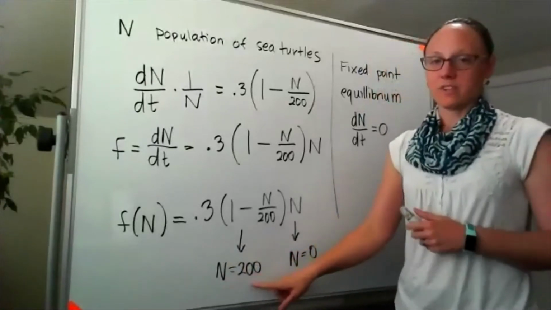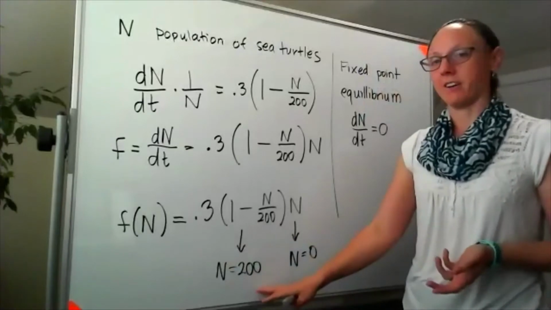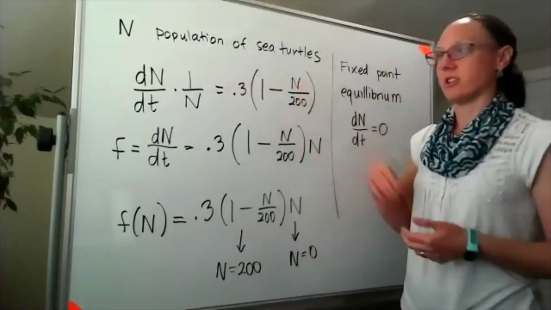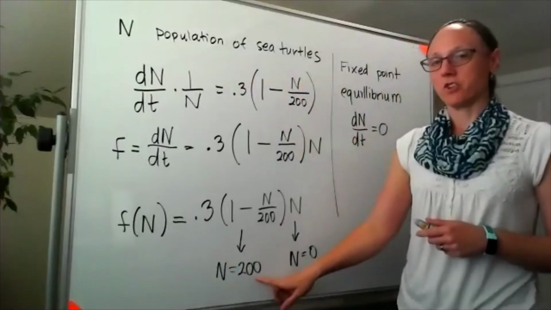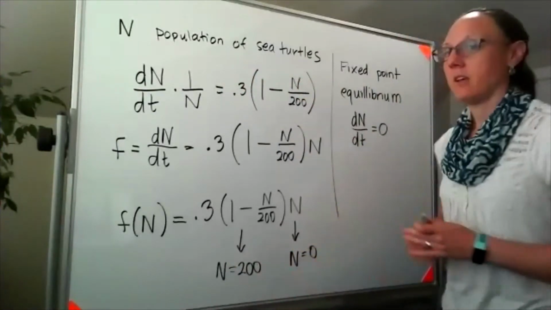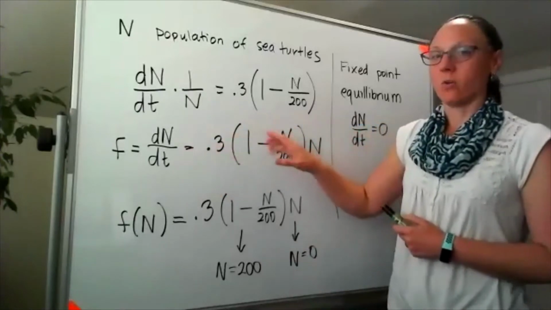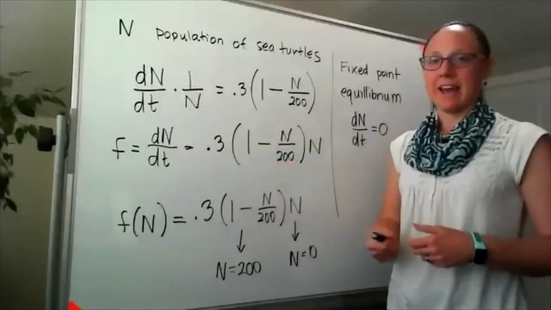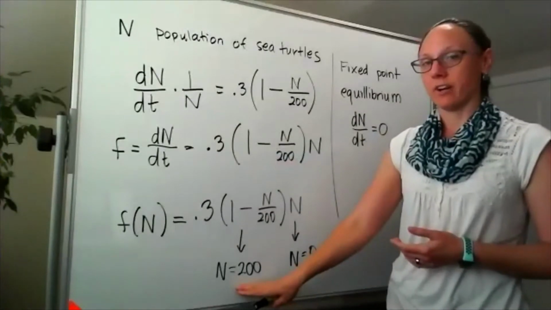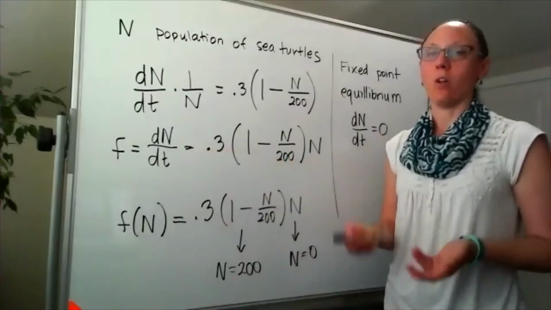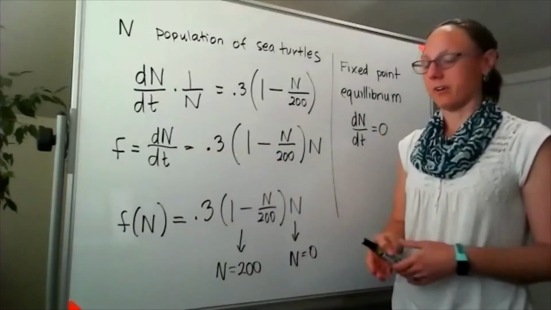So this fixed point or this equilibrium, we sometimes refer to as the carrying capacity for the logistic growth model. Because when I reach a population of 200, that tells me that dn dt is 0. And dn dt represents how that population is changing. So when I hit 200, this population will no longer be changing. It'll be fixed at 200.